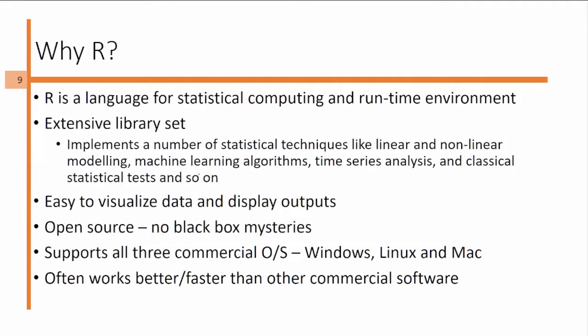So why R? R is for statistical computing, and it has a large library set, as I said. It's easy to visualize data and display outputs using it. And since it's open source, there are no black box mysteries. Everything is open source. You can see all the code. And it runs on all three major operating systems, Windows, Linux, and Mac. And sometimes it works better or faster than commercial software.